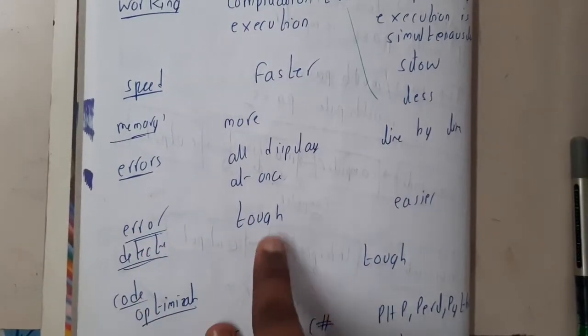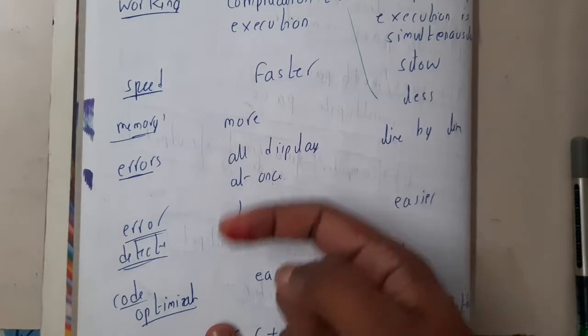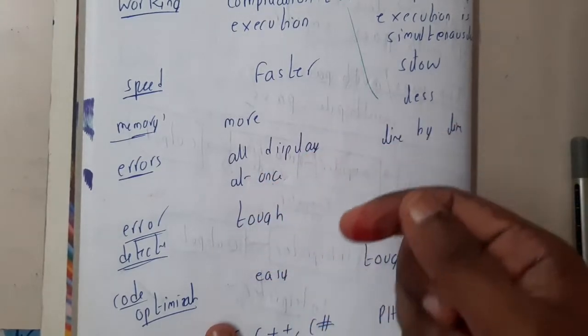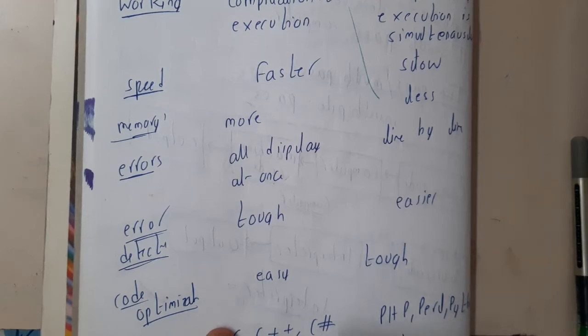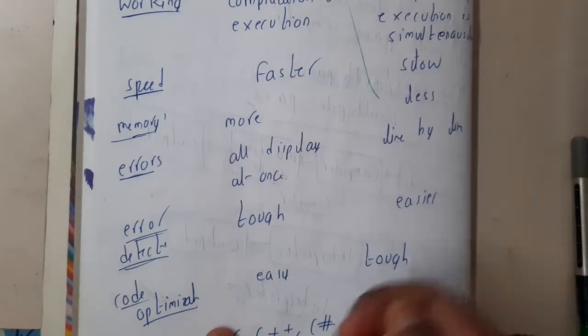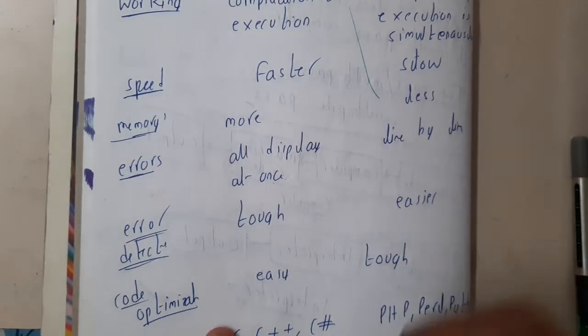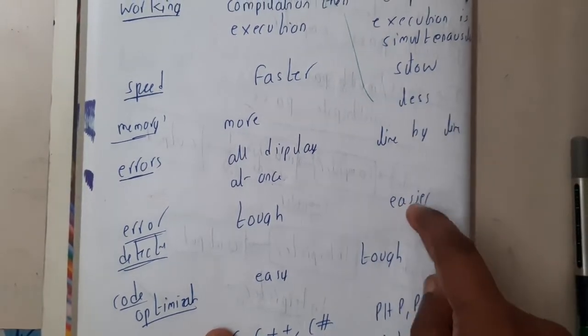Moving on to error detection, this is really tough, guys, because with a compiler you need to solve one after the other, and there is a huge list. If you wrote a bad program, you will get a lot of errors and you will be really frustrated. But with an interpreter, you will get one error after the other, in the exact order in which it is executing, so it will be really easy for you to resolve the errors.